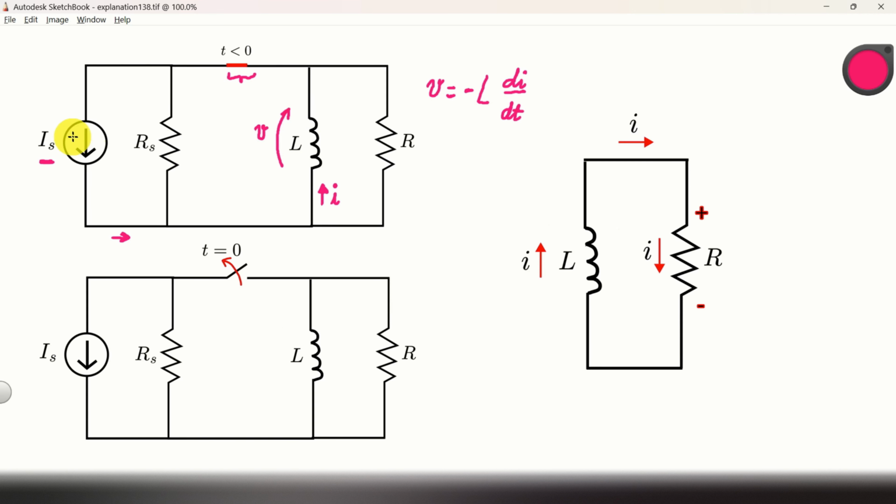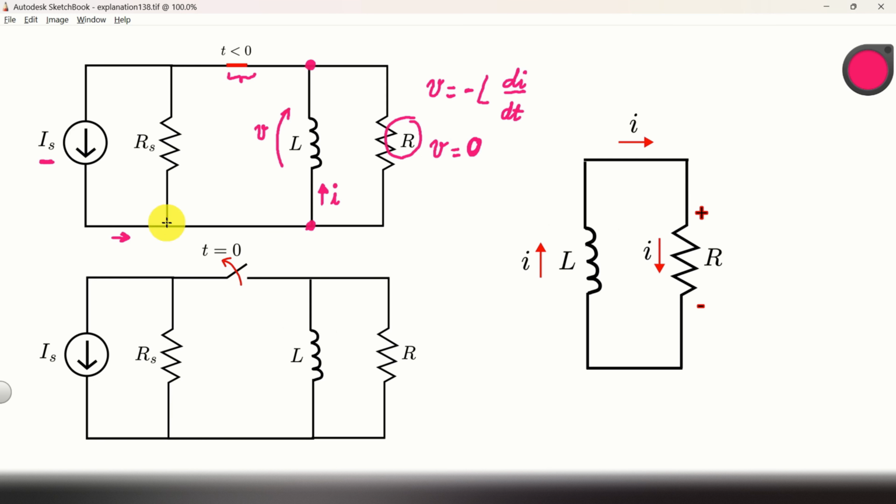Now, the current obviously through this circuit in the steady state is constant. This means that di over dt is equal to 0. Consequently, the voltage drop across the terminals of this inductor will be equal to 0. This means that the voltage potential of this point and the voltage potential of this point are equal. And consequently, we don't have any current through this resistor over here. This is very important to keep in mind.